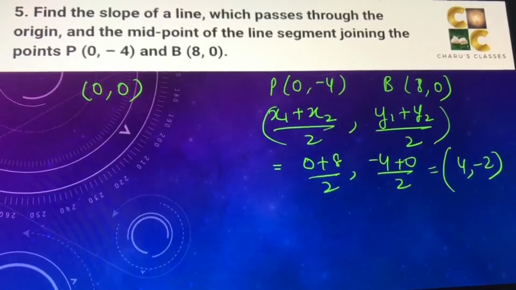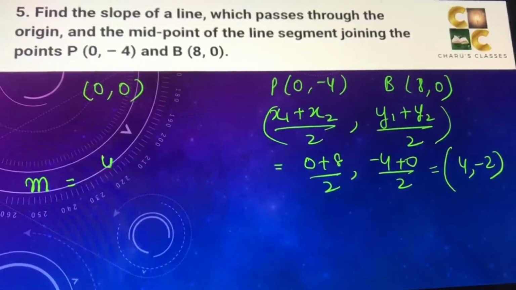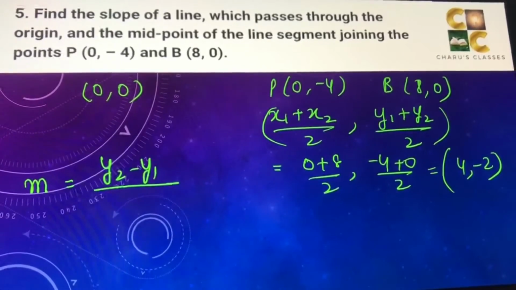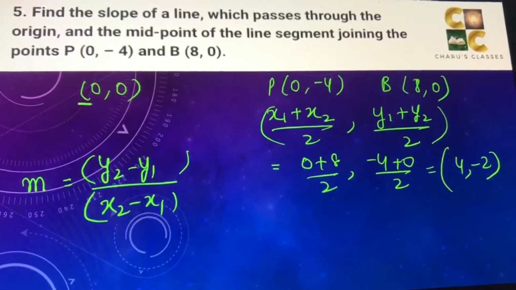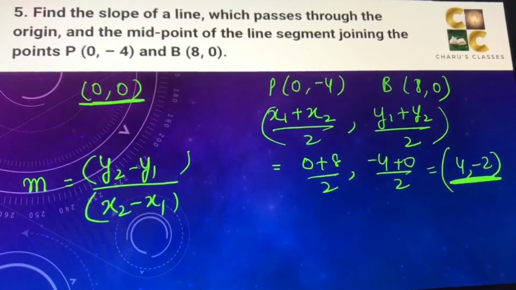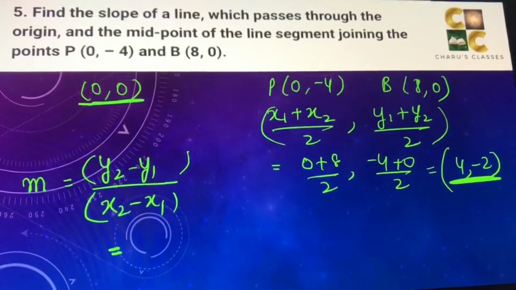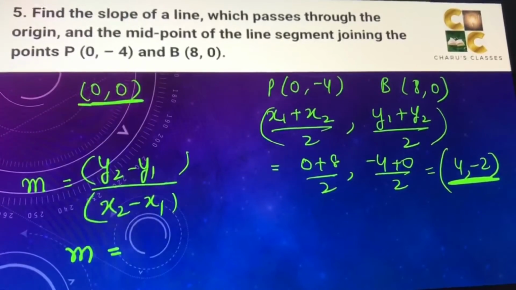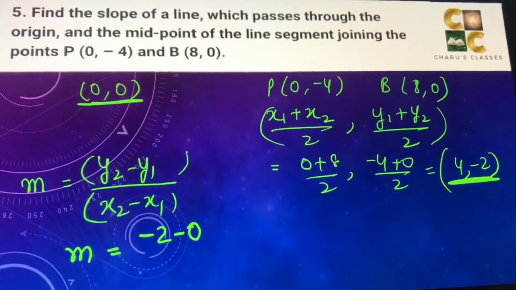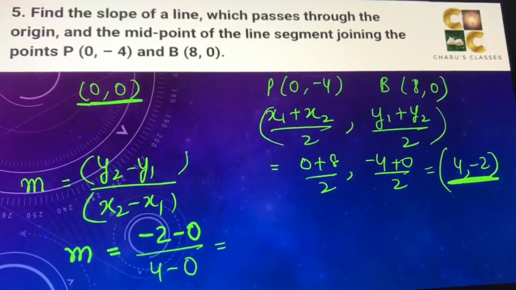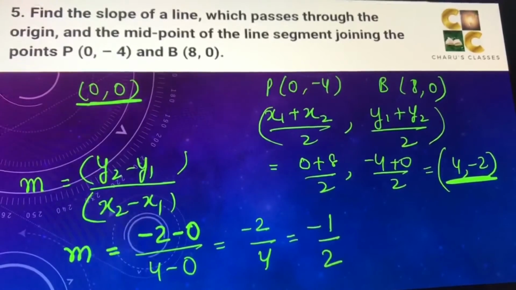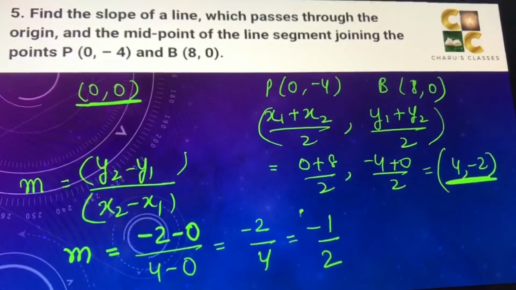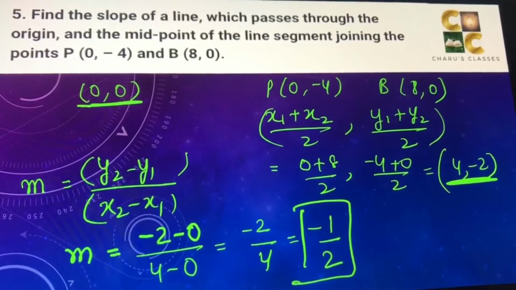Now we have to find the slope of the line. Slope of the line M is given by y2 minus y1 by x2 minus x1. The points are 0, 0 and 4, minus 2. So using that, M will be equal to minus 2 minus 0 by 4 minus 0. That is minus 2 by 4, which is minus half. So here the slope is minus half.